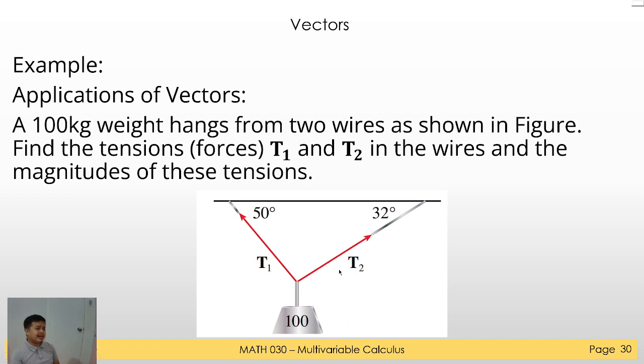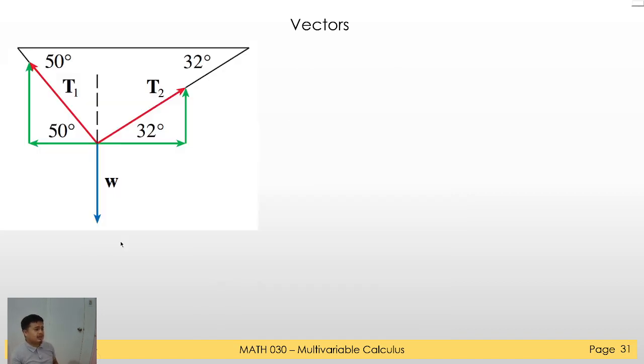So now how do we find the tension? Basically we want to find the T1 and the T2. If this is in boldface, we're trying to find the vectors. We want to find the vectors, and then we have to find the magnitude or the length. Okay, so let's solve this one.